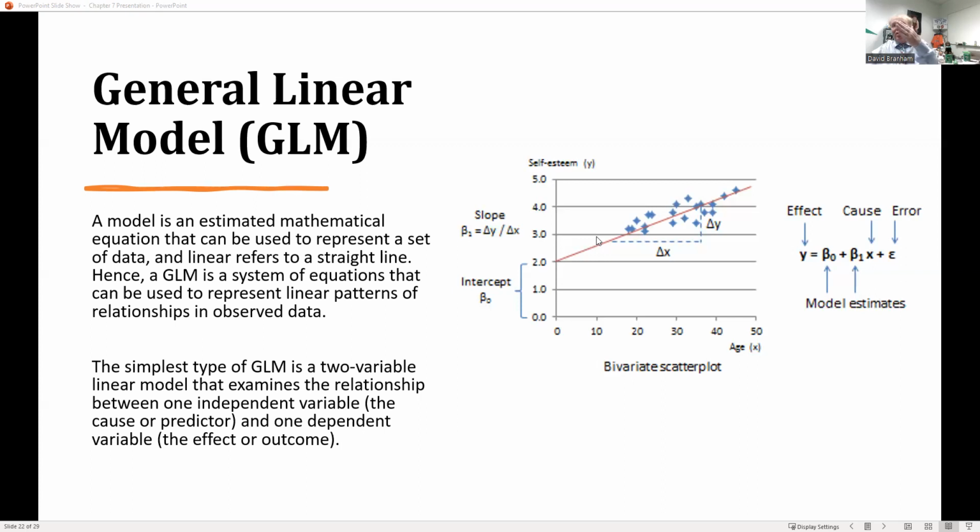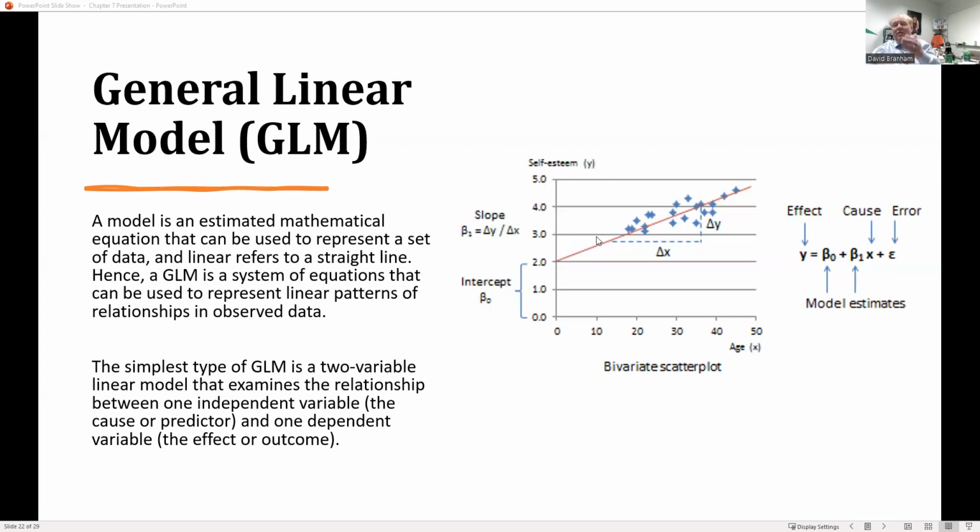So self-esteem goes up as you get older, but for some people, it's much higher. Perhaps they have a college degree. It could be education that impacts your self-esteem. That would require us to put another variable in the model. In this case, we haven't done that. We're just looking at one variable to see its effect.